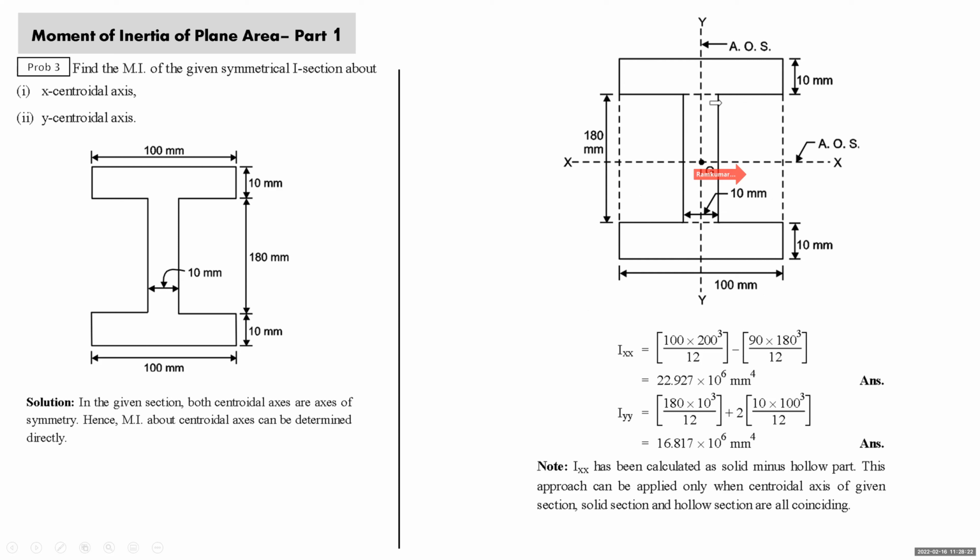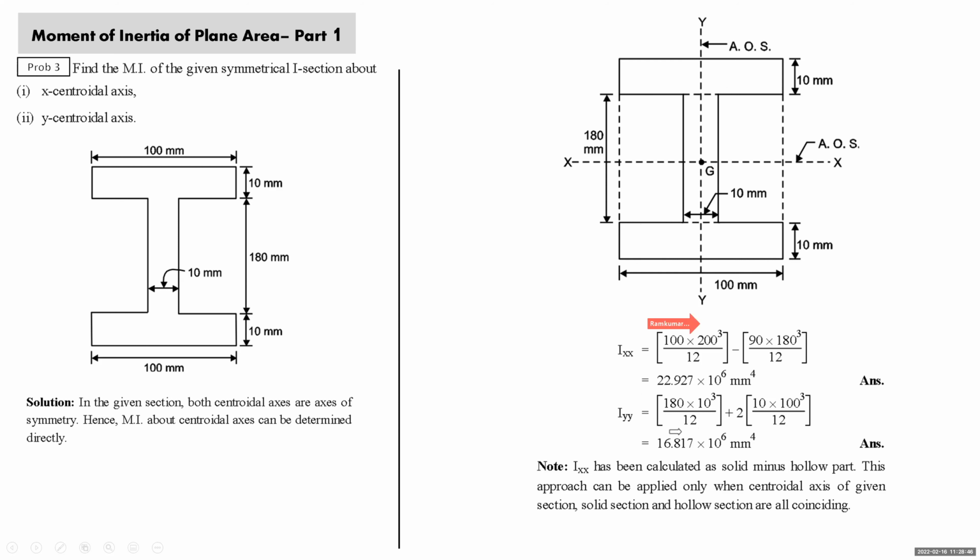How will you get Iyy? The moment of inertia of this I section about YY will be obtained directly. How do you get it directly? You take the moment of inertia of this component, 10 into 100 cube by 12. This one also, 10 into 100 cube by 12. So we have taken it twice. The middle component can again be obtained directly because its central axis coincides with the axis of YY.